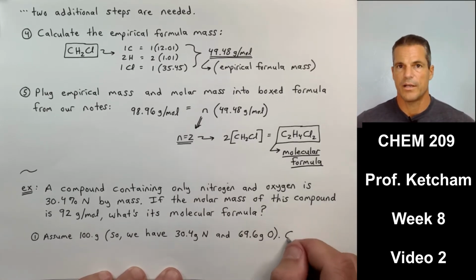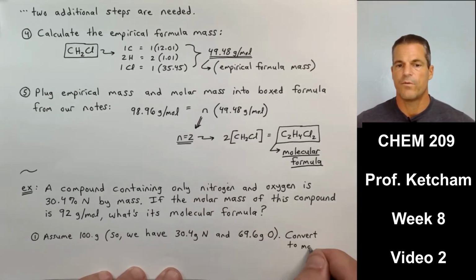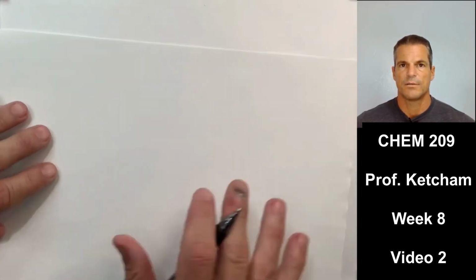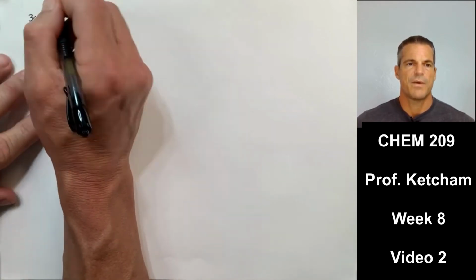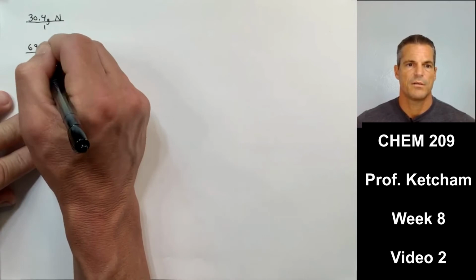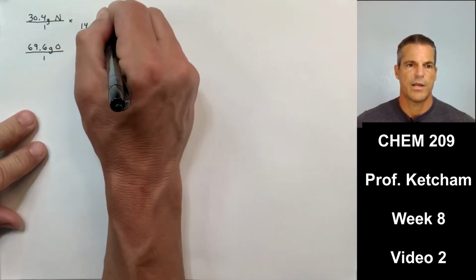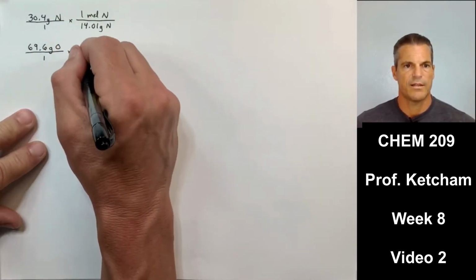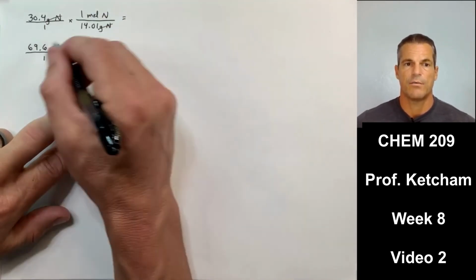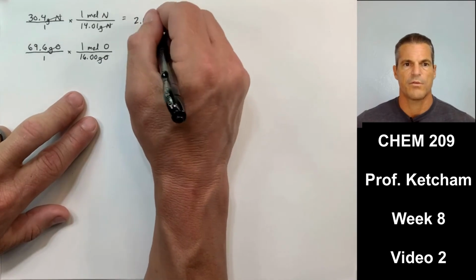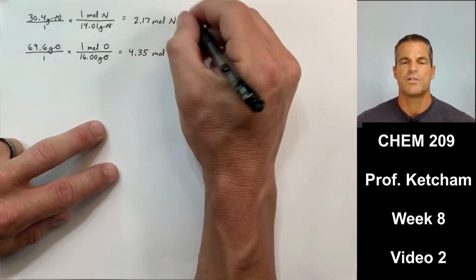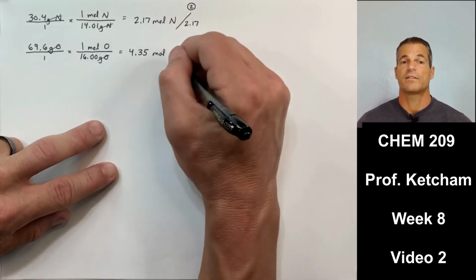Assume 100 grams. So we have 30.4 grams of nitrogen, 69.6 grams of oxygen. Moving to the next page of our notes, what we're going to do is we'll line them up, 30.4 grams nitrogen. Below it, 69.6 grams of oxygen. Very important to include that all over 1. That's how we follow the units and cancel. Now, when we put the little over 1, we know that grams goes on the bottom. We end up with 2.17 moles of nitrogen, 4.35 moles of oxygen.